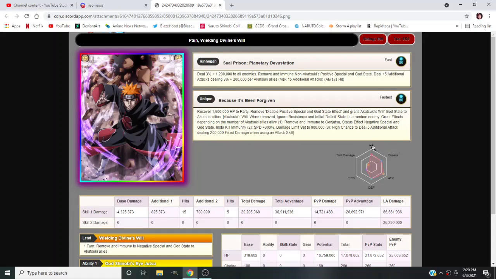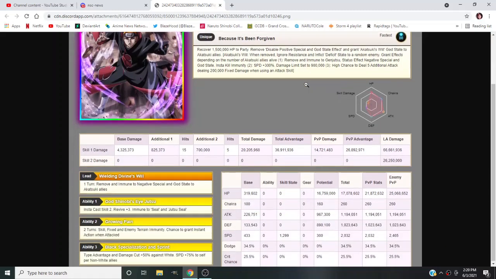Him being legendary framed would be disgusting. If you have a full Akatsuki team, which you're probably going to have, I don't see why you would run him anywhere else besides that. You would have 5 additional attacks plus the 15 additional attacks from here, so that's 20 additional attacks. And then you have the 4 penetrating additionals, which is 4 more additional attacks. That's a lot of additionals he would be getting. The power is just ridiculous on him.